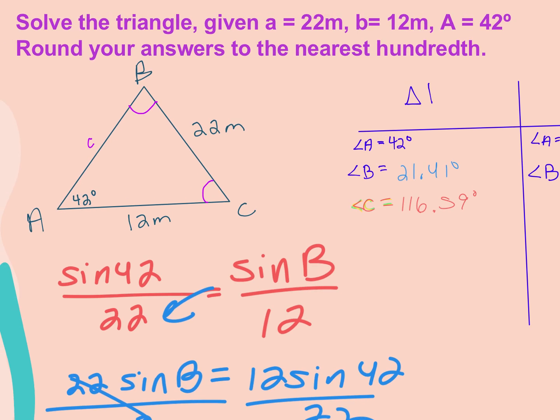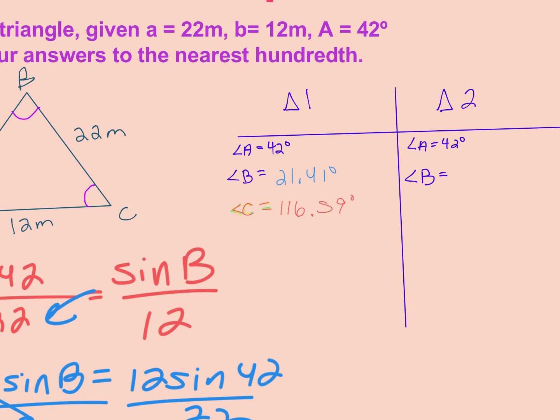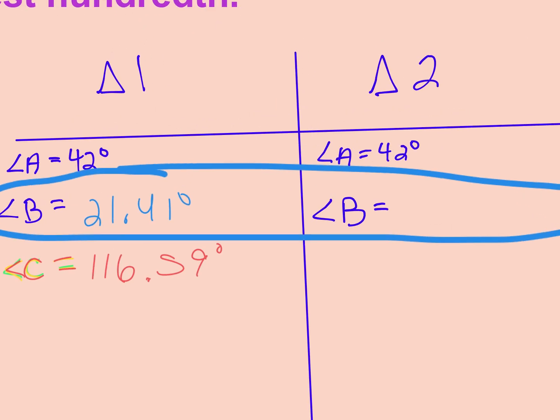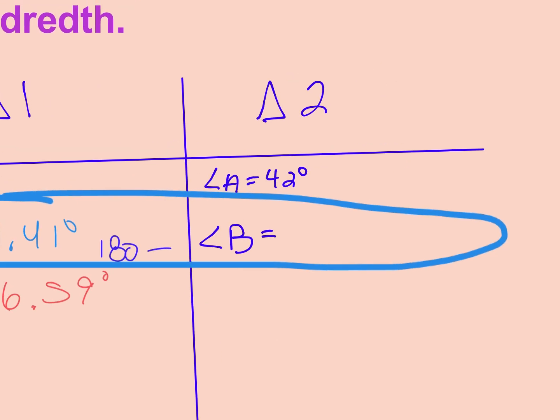C. So we would have to say sine of 42 over 22 equals sine of 116, and then just solve it, right? But how do you figure out if there's a second triangle? You are going to take this first angle that you find, every single time we do this, and you're going to find the supplement to that. What does that mean, supplement? It adds up to 180. So I'm going to take 180 minus that angle. So 180 minus 21.41. And I get 158.59.